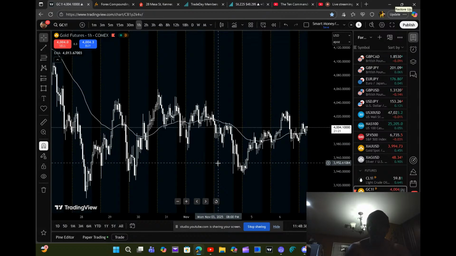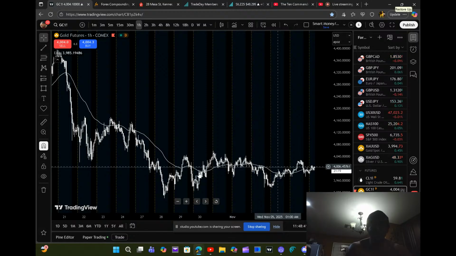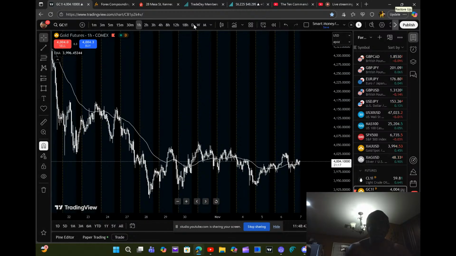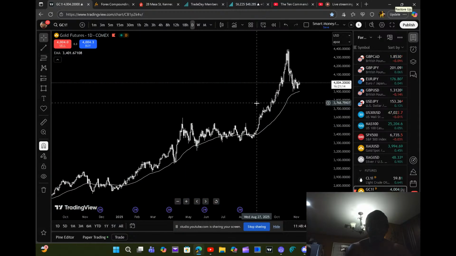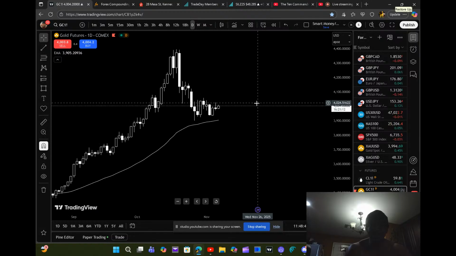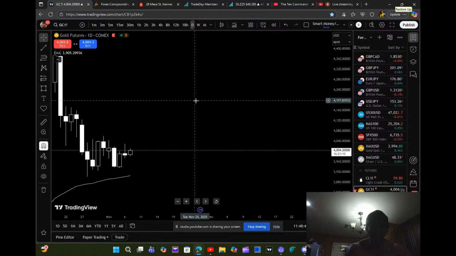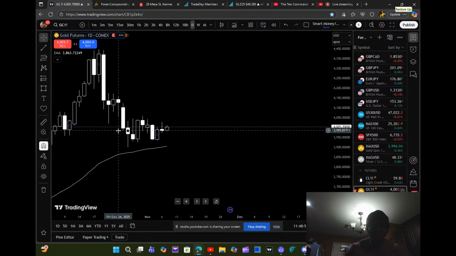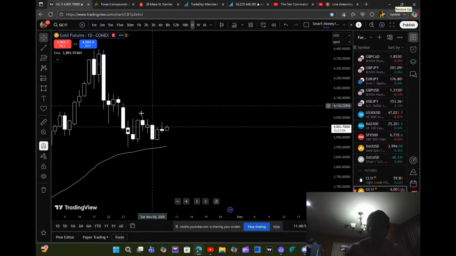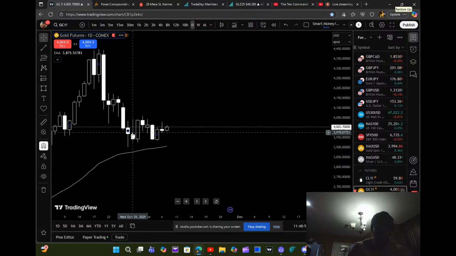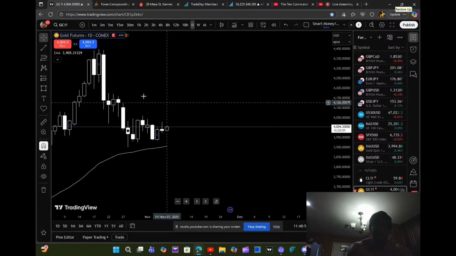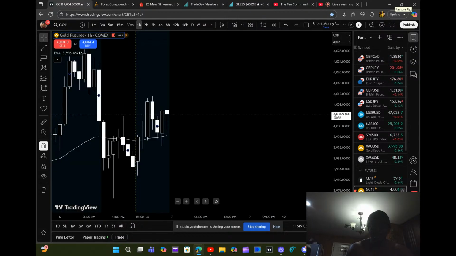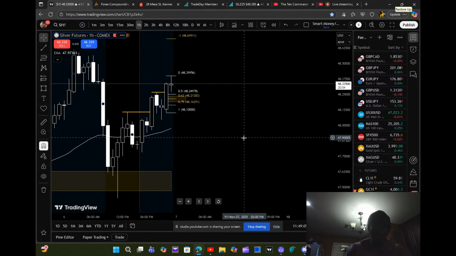But look at this. See this right here? Like if I went to the daily, see that? That's something I'd be like, nah. And even on the daily, look at this. See how we broke this low right here? But I'm gonna just stick with silver for right now because I don't like the way gold is looking.